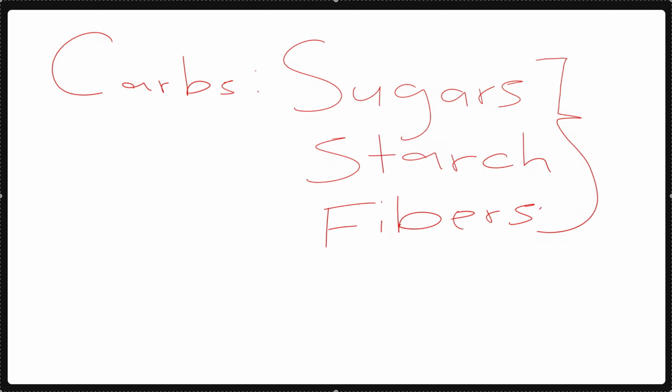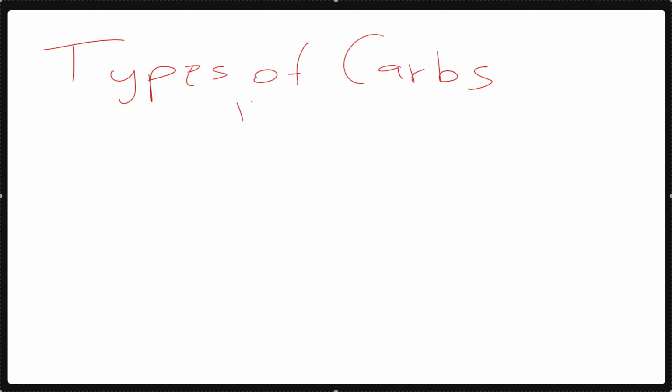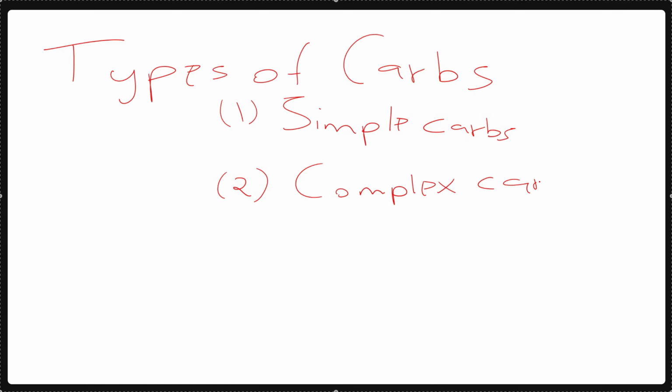But if we go a little bit deeper, we have two types of carbohydrates: complex carbohydrates and simple carbohydrates. We'll know with time why it is very important for us to group carbohydrates the way we'll group them today. So we have simple carbohydrates, and we also have complex carbohydrates.